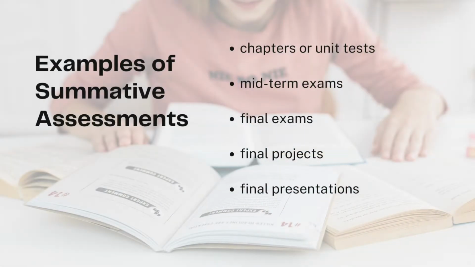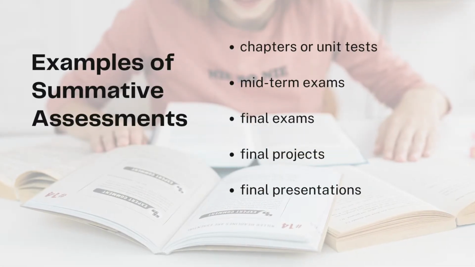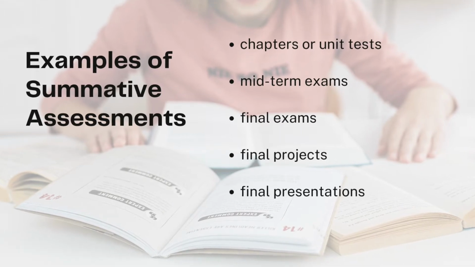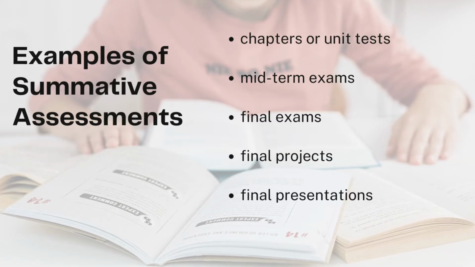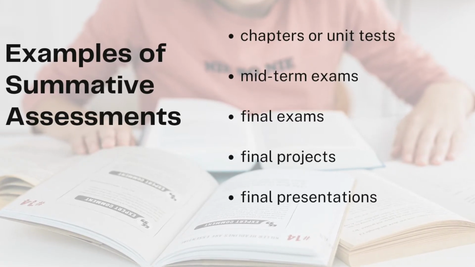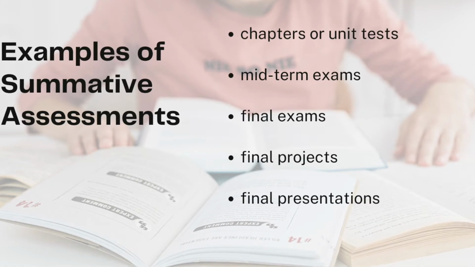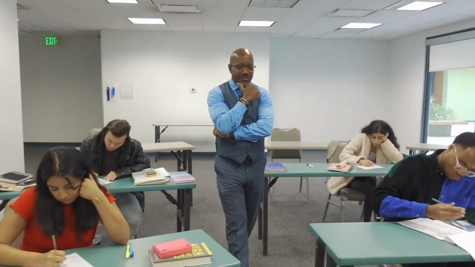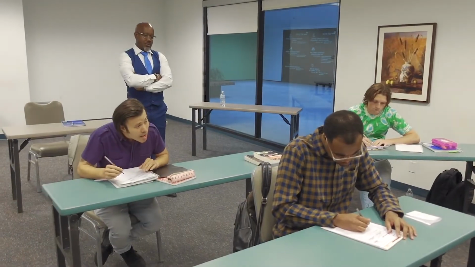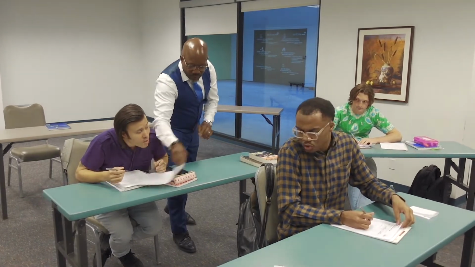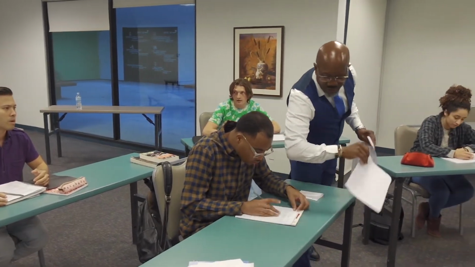The most common types of summative assessments are chapter or unit tests, midterm exams, final exams, final projects, and final presentations. These types of assessments are considered formal, and feedback is only offered in certain situations. For example, feedback is only offered if the teacher decides to offer it to the entire class, or to individual students who seek it out, or to the student who is at risk of failing the class.